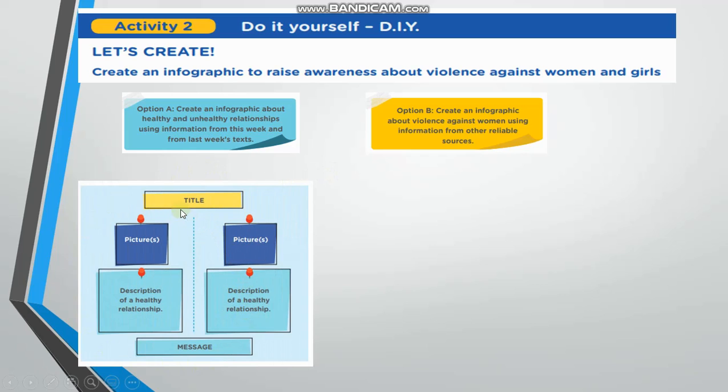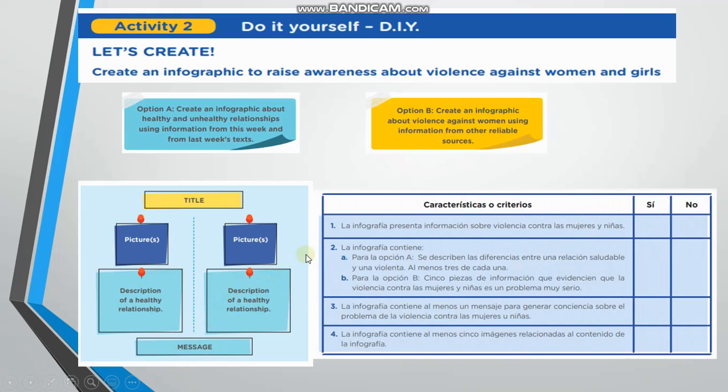This is the model. You have a title, a picture with its description, a picture with its description, and the message. In your evidence, you have to consider four characteristics. Number 1, your infographic presents information about the problem, about violence. Number 2, your infographic has, in option A, at least 3 characteristics of a healthy relationship and 3 characteristics of an unhealthy relationship. If you consider option B, you need to have five important characteristics about the problem of violence.